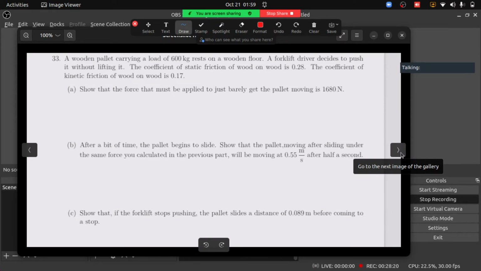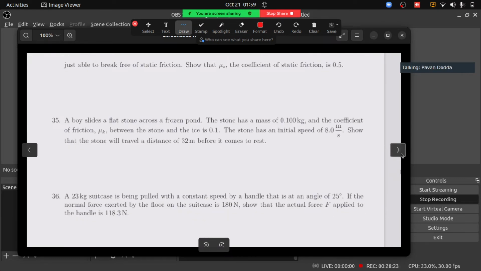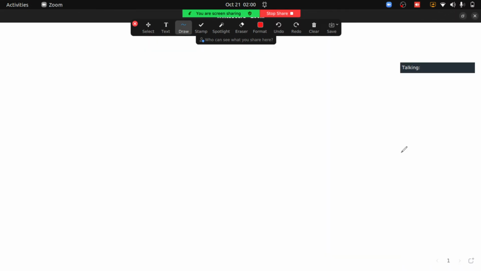Now let's move on to the next one. The next question is: a boy slides a flat stone across a surface. The stone has a mass of 0.1 kilograms and the coefficient of friction between the stone and the ice is 0.1. The stone has an initial speed of 8 meters per second. Check if the stone can travel a distance of 32 meters before it stops. This is also similar to the previous question, but we'll just do it.